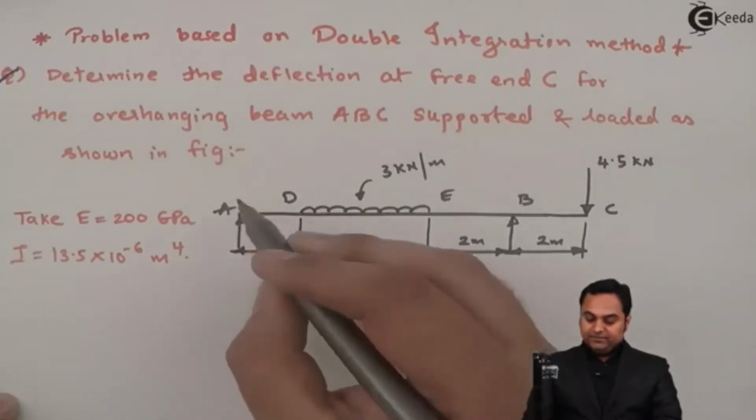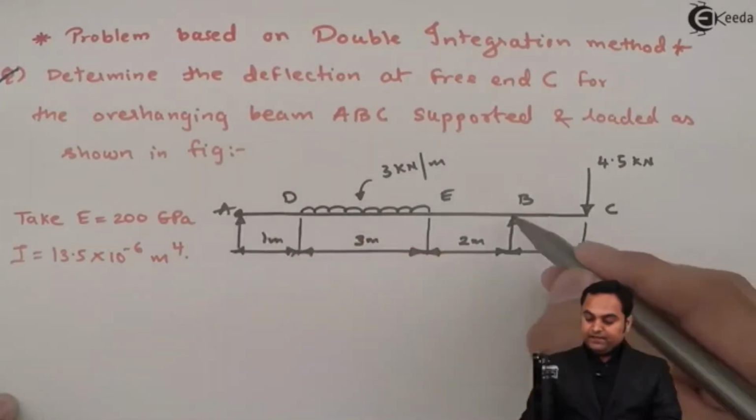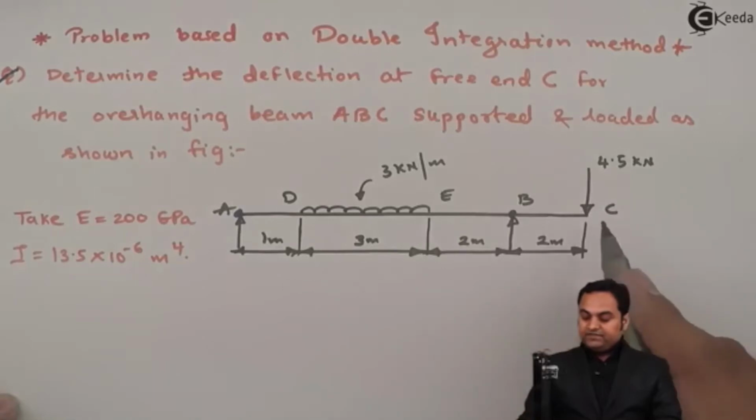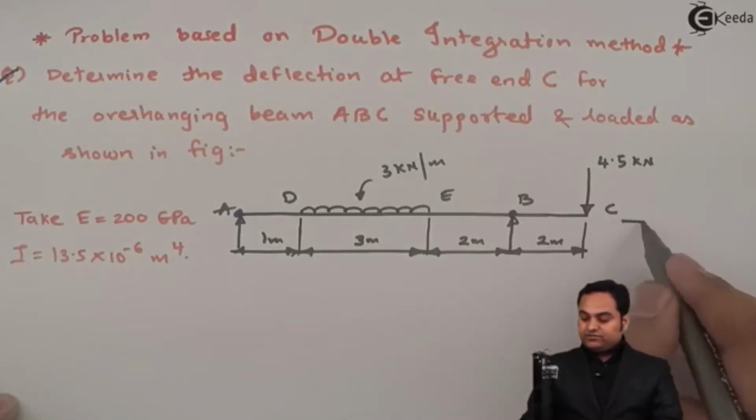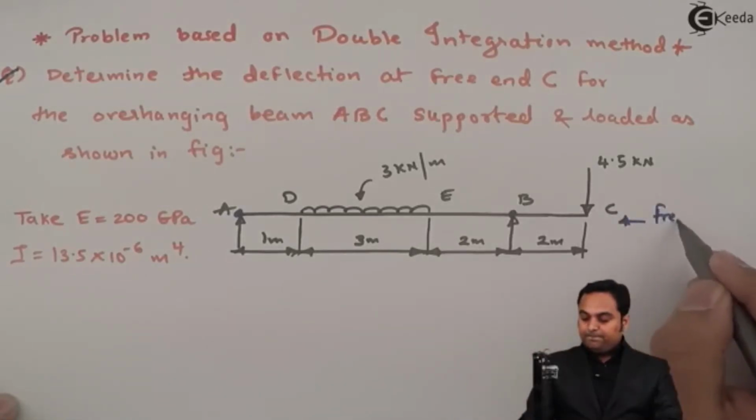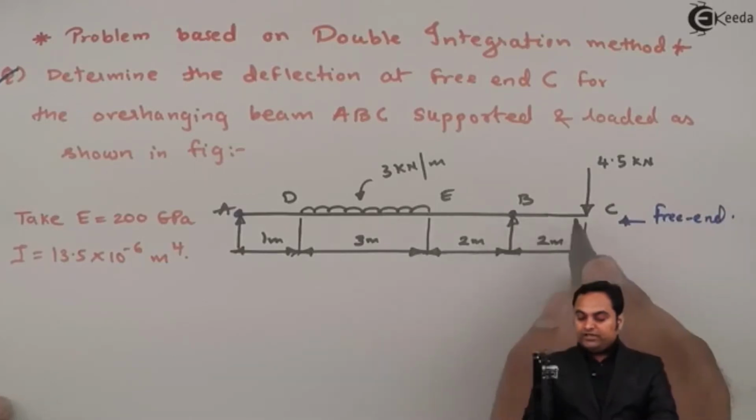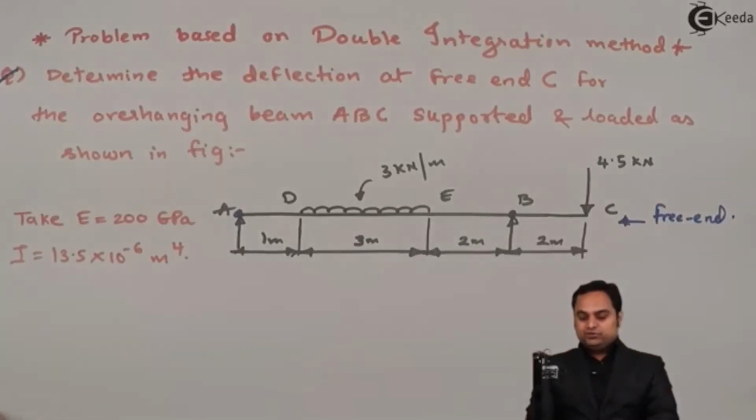It is seen that the beam is supported at A and at B. Its end C is free. So this is the free end of the beam, which is the overhanging portion BC. So this is a case of an overhanging beam.